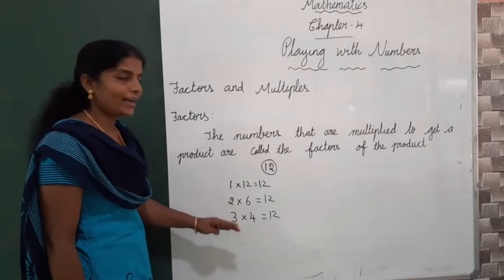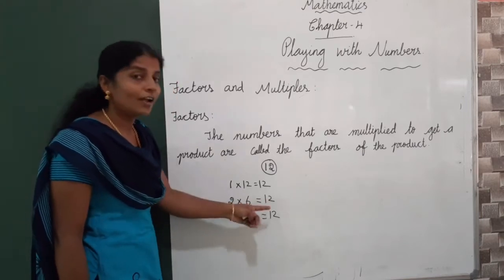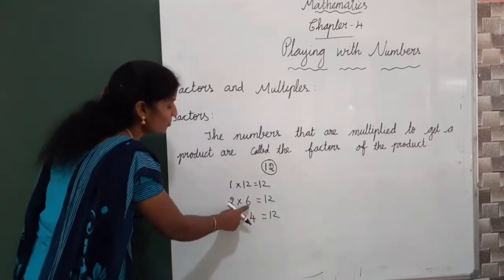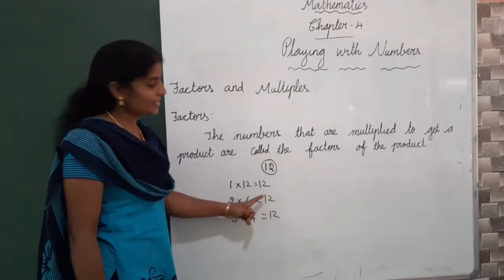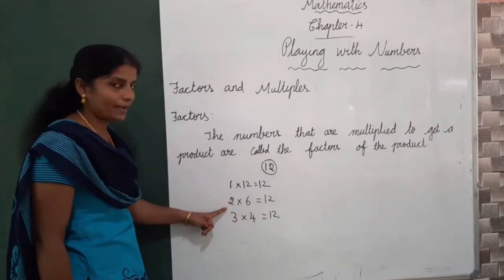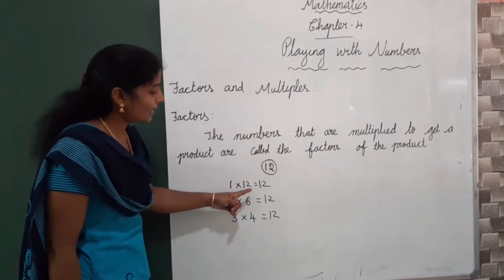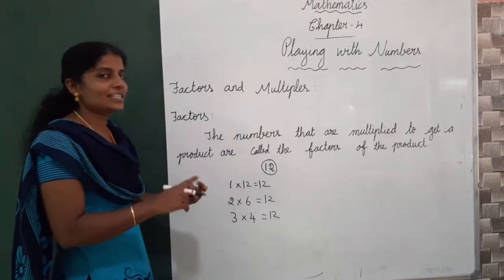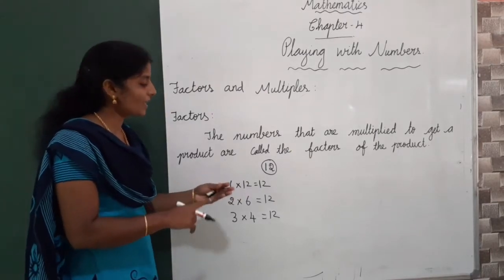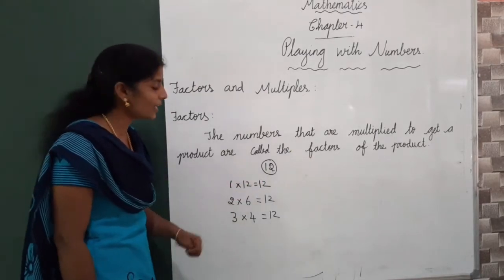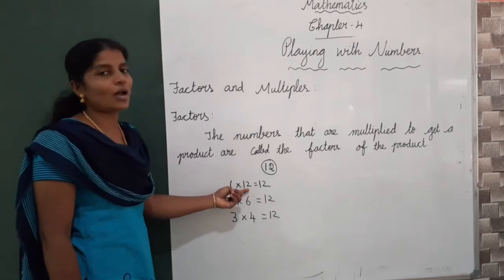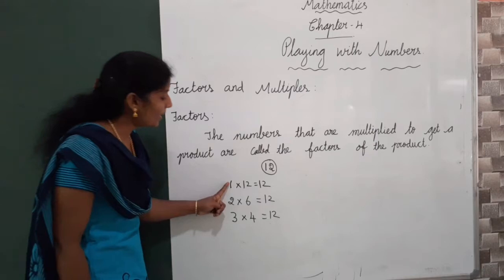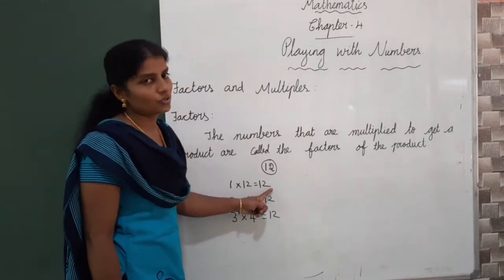Then is the 5 table possible? Not possible. Then again the 6 table. 6 twos are 12. The 6 table, 2 times, is the reverse. Then 7, 8, 9, 10, 11: these tables are not possible for 12. So the last one is the 12 table, one time. So 1 into 12 is equal to 12.